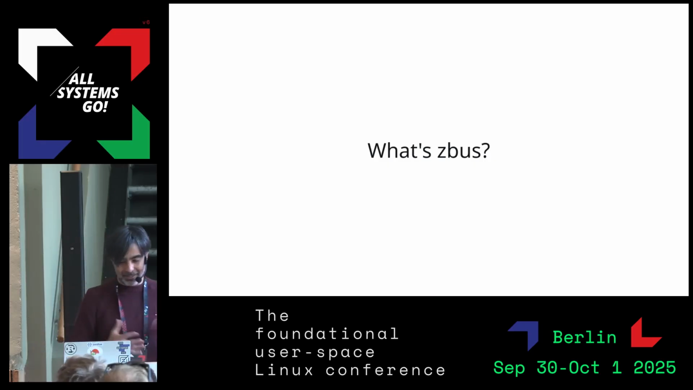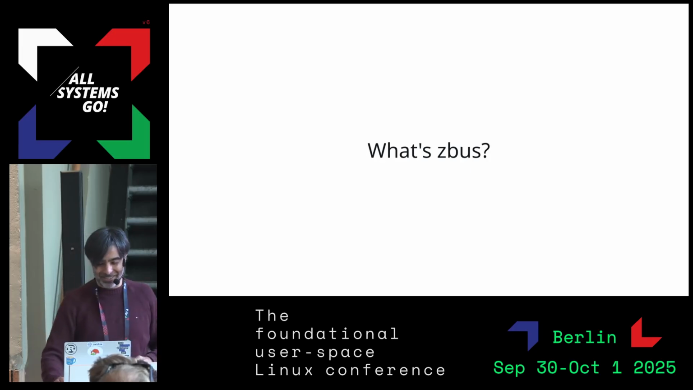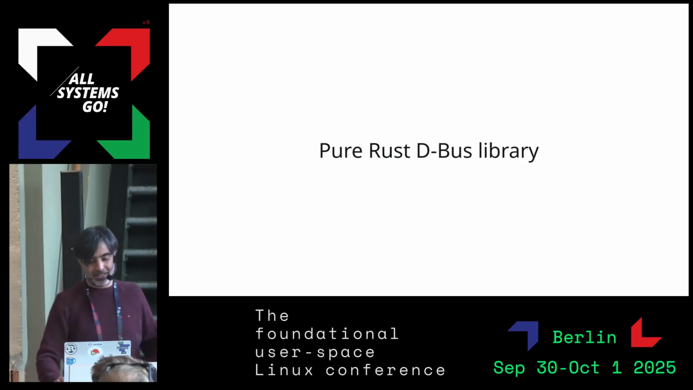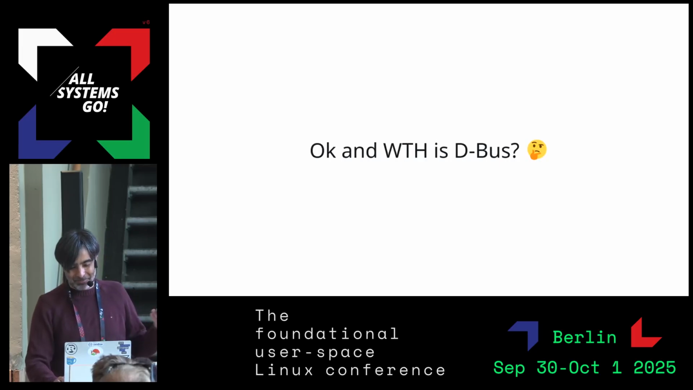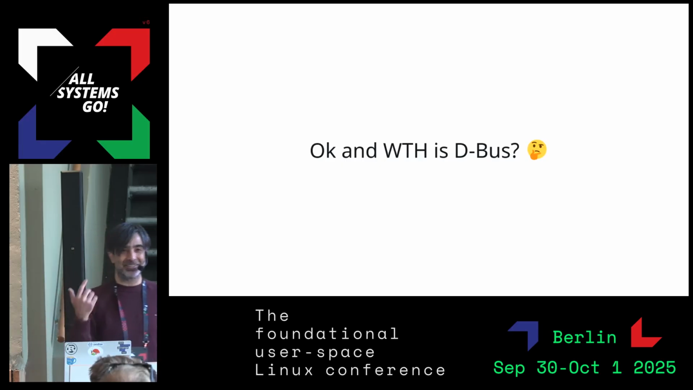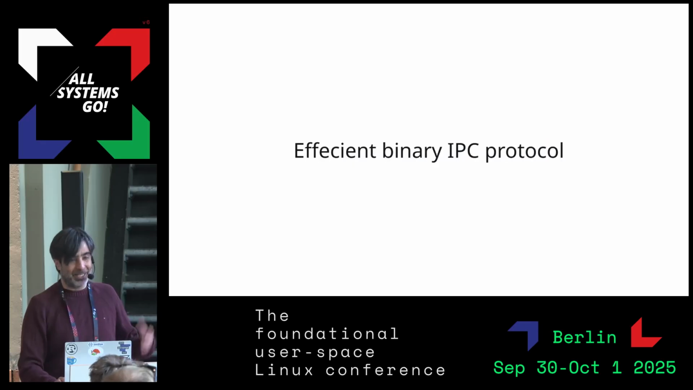But before we talk about optimization, let me give you a brief overview of what zbus is. It's basically a pure Rust dbus library. And you might be wondering, what the hell is dbus? I don't know if you are, because you're in this room. So can you raise your hand if you don't know what dbus is? Oh my God, everyone knows. That's good. Usually I have to introduce it in every conference, but good that I don't have to do it here.